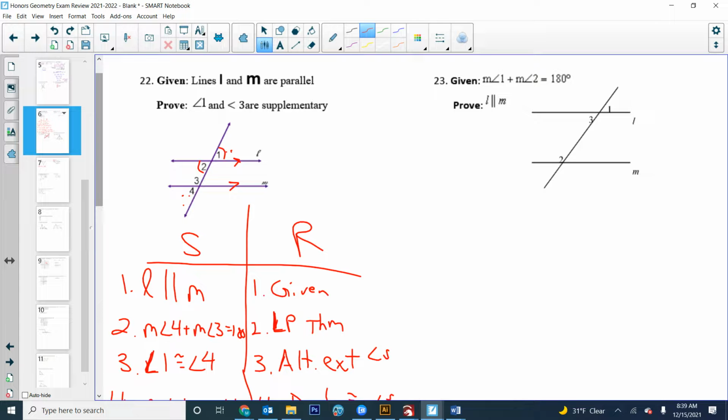All right. 23, listen, train your eyes. As soon as you see I'm proving the lines are parallel, I'm going to use a converse of something. All right, I have to use a converse. So you're given 1 and 2 add up to 180. You know 1 and 3 are congruent. If 1 is congruent to 3 and 1 plus 2 add up to 180, then 3 plus 2 add up to 180. Oh, look, those consecutive interior angles are supplementary. The lines have to be parallel, converse of the consecutive interior angles theorem, or same side interior angles, whatever you prefer. Got that one?